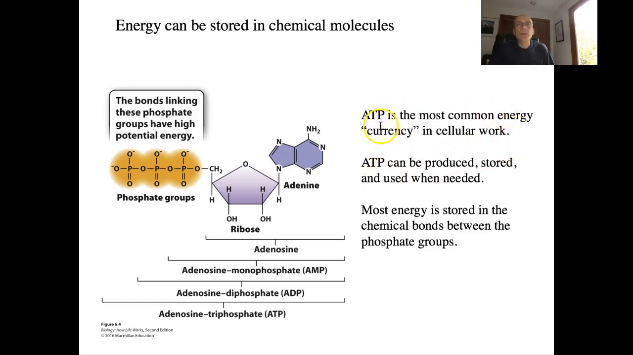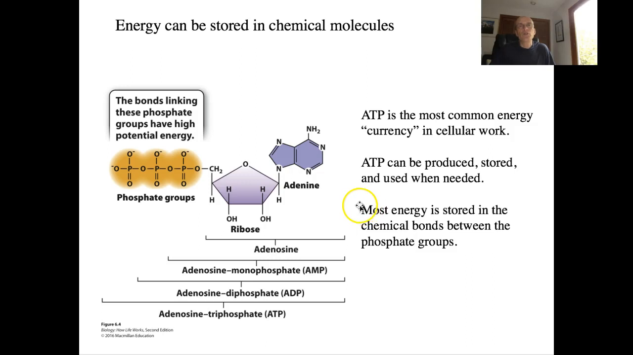But we should remember ATP is the most common energy currency in cellular work. So this molecule is broken down and made, and broken down and made, and that is where energy can be transferred from one thing to another. It's not the only one that can do that, but it's the most common one. ATP can be produced, stored, and used when needed. That's why it's often referred to as a currency, right? Just like a dollar bill, you can use it for this, you can use it for that, you can earn it, you can spend it.